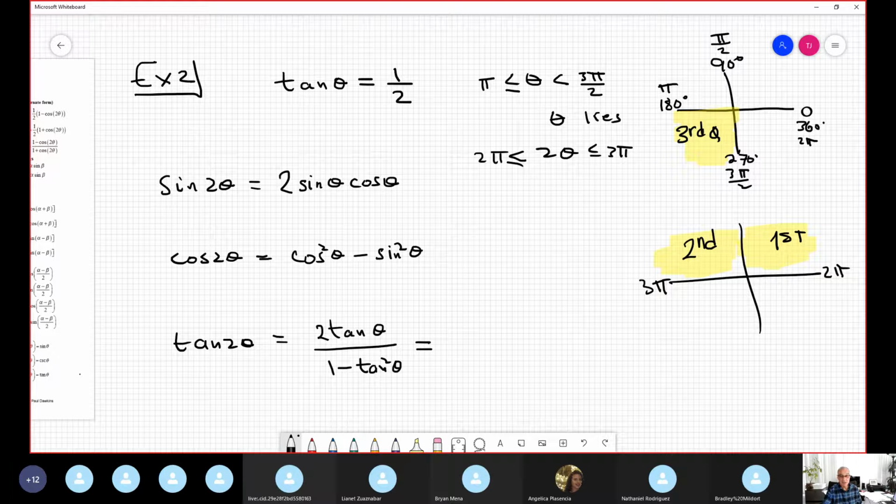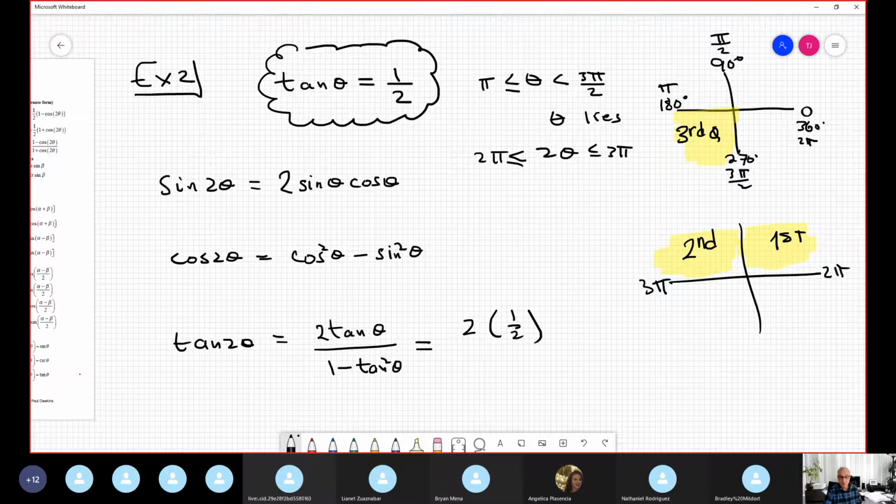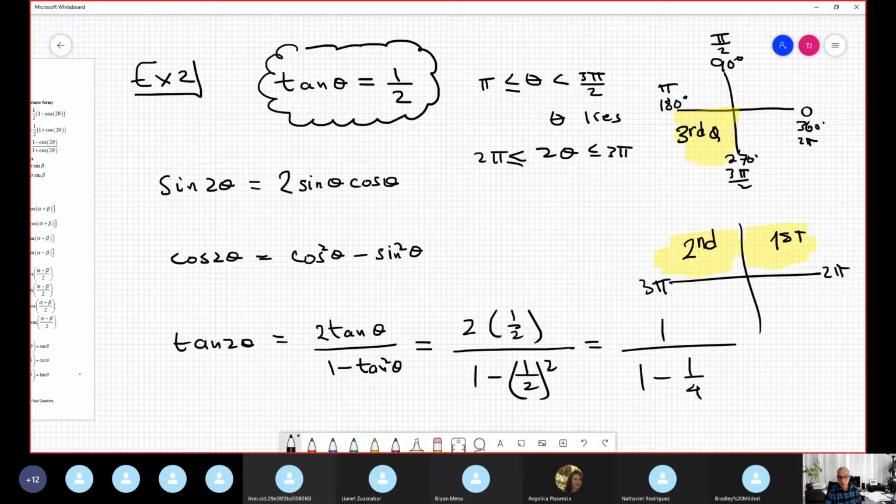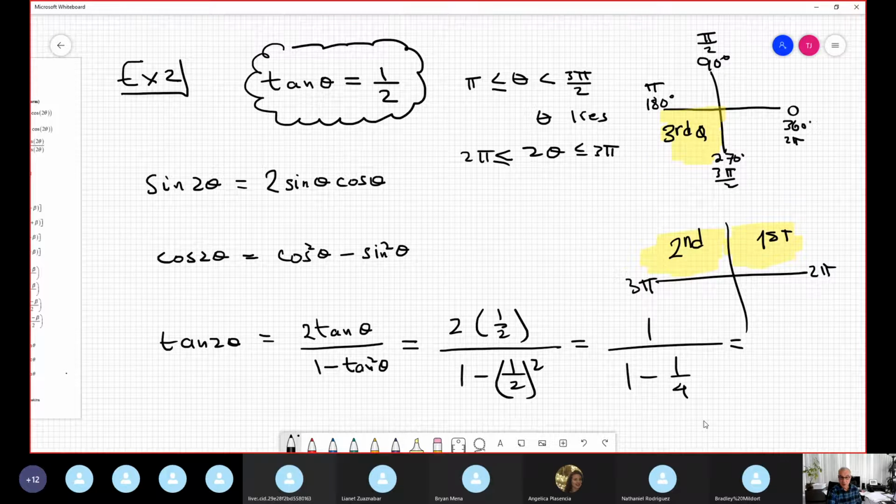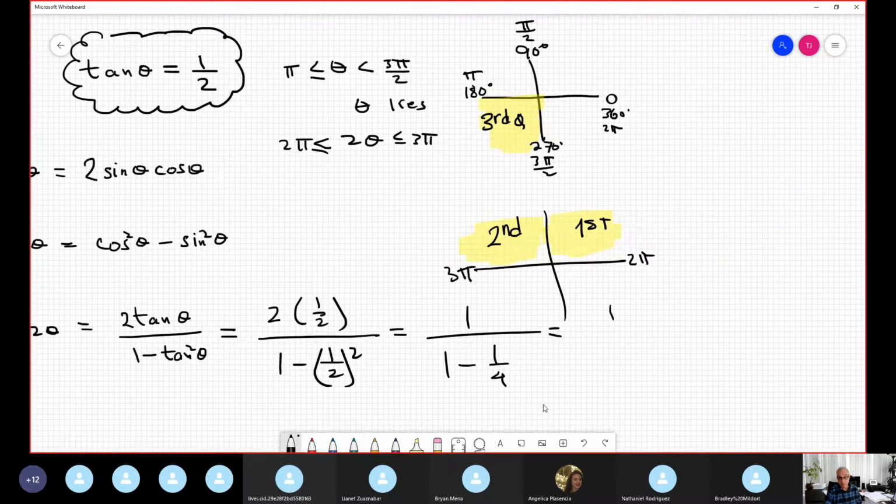Let me start with the tangent of 2 theta because the information given in this problem is tangent. So it's ready. Plug it in. It's 2 times 1/2 divided by 1 minus 1/2 squared. This is 1 divided by 1 minus 1/4. And 1 is 4/4, minus 1/4 is 3/4. And the reciprocal is 4/3.